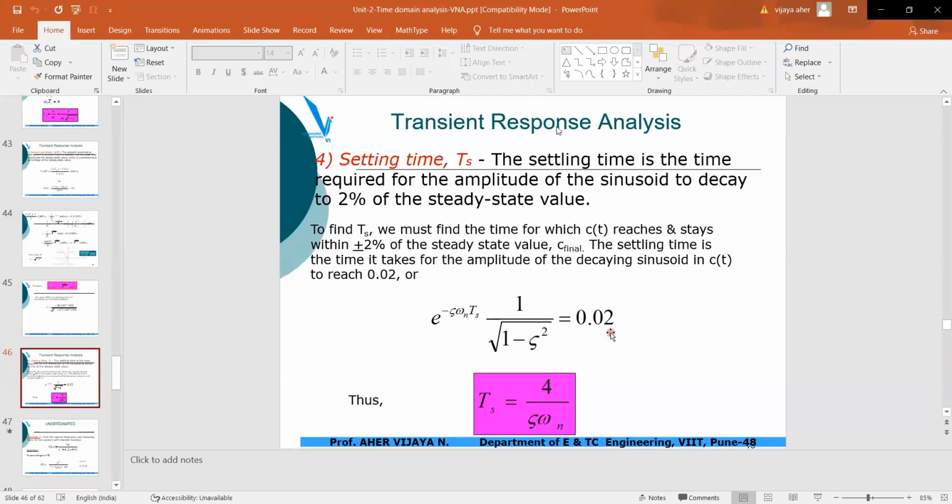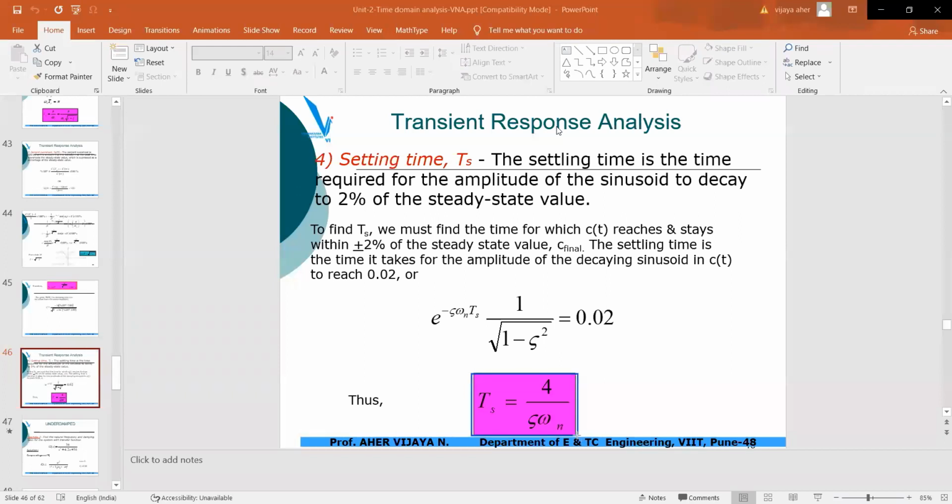Now simplify this equation. You will get the equation for settling time by taking natural log on both sides. Student, you are supposed to write this equation. Take log on both sides, simplify, and you will get the equation for settling time: Ts is equal to 4 divided by zeta into omega n. So this is the equation for the fourth specification or parameter in time domain analysis.